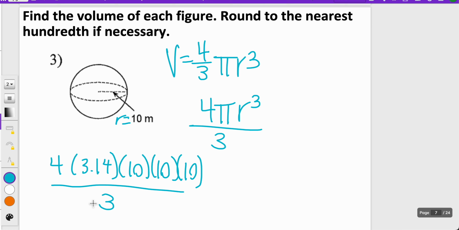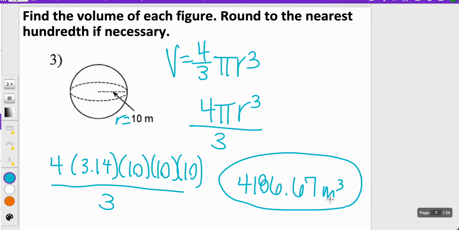So 4 times pi times 10 times 10 times 10. I get 12,560. Divide by 3. I'm getting 4,186.67 rounded cubic meters.